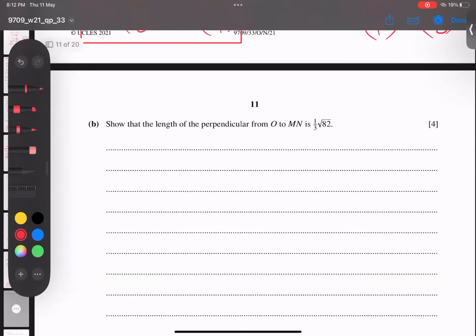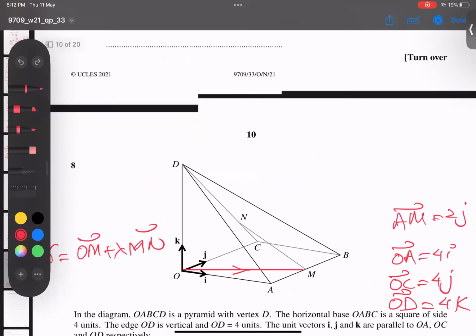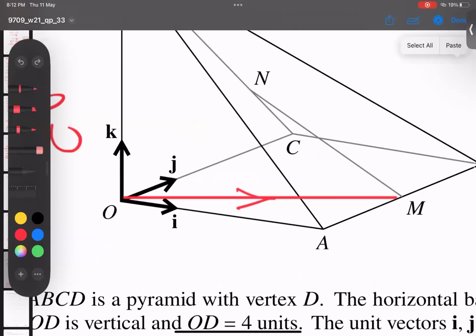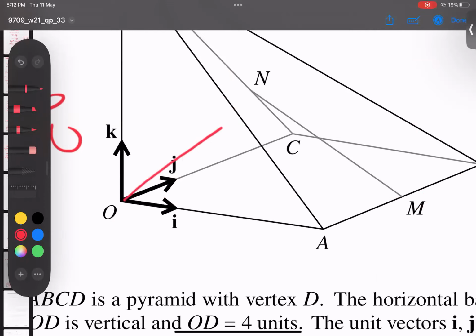And let's go for the next part. He's saying show the length of the perpendicular from O to MN is this. Okay, MN. It means this is the MN line, students. So look, I show you. I erase this first of all. Actually, I mean O to MN. All right. Okay, this is a 90 degree.